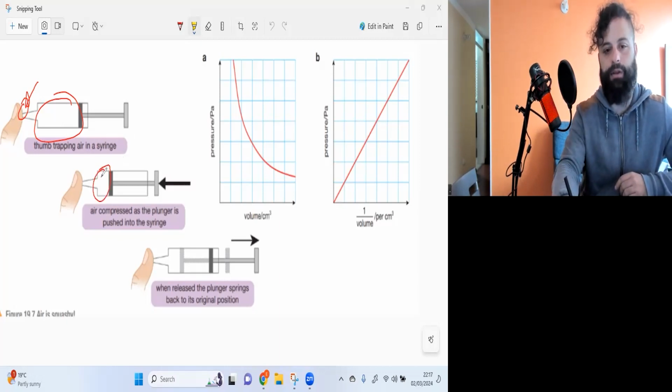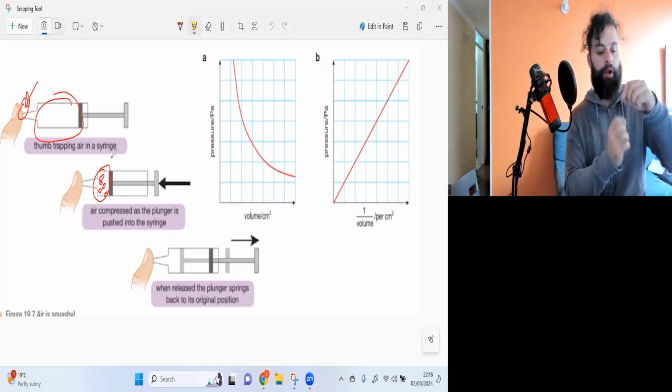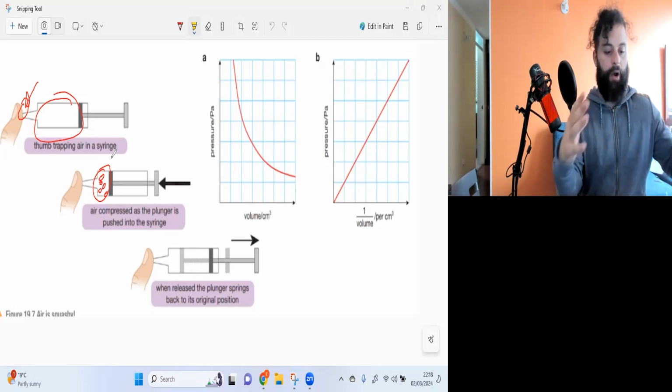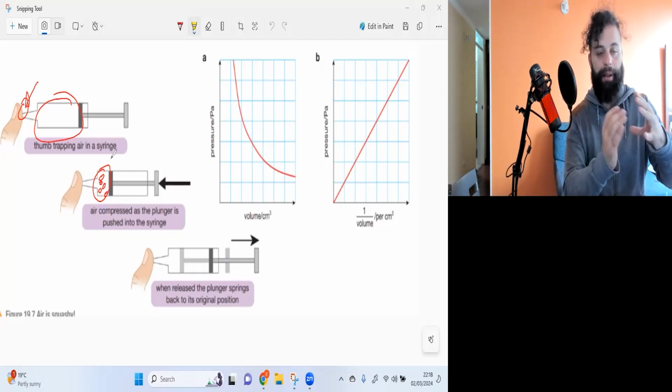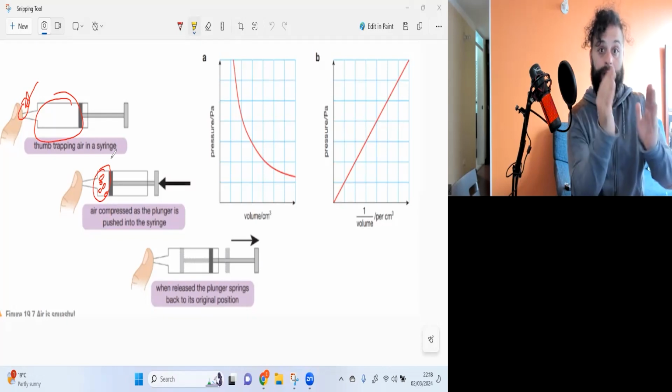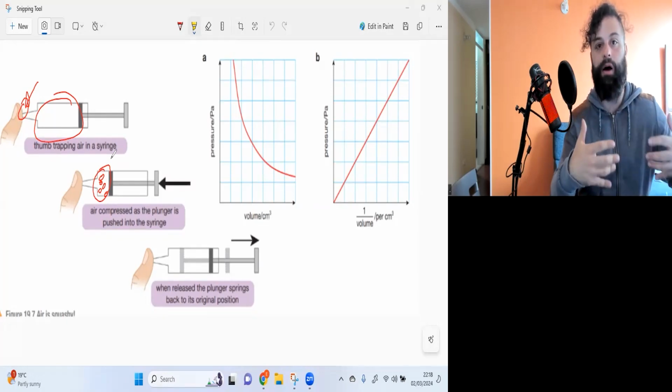Now, because I'm decreasing the volume, the gases are becoming squashed up more and more and more, and that increases the pressure. Remember, pressure is the collisions with the walls. So if they've got less space, there's a greater probability that they're going to hit the walls of the container. That just increases the pressure.